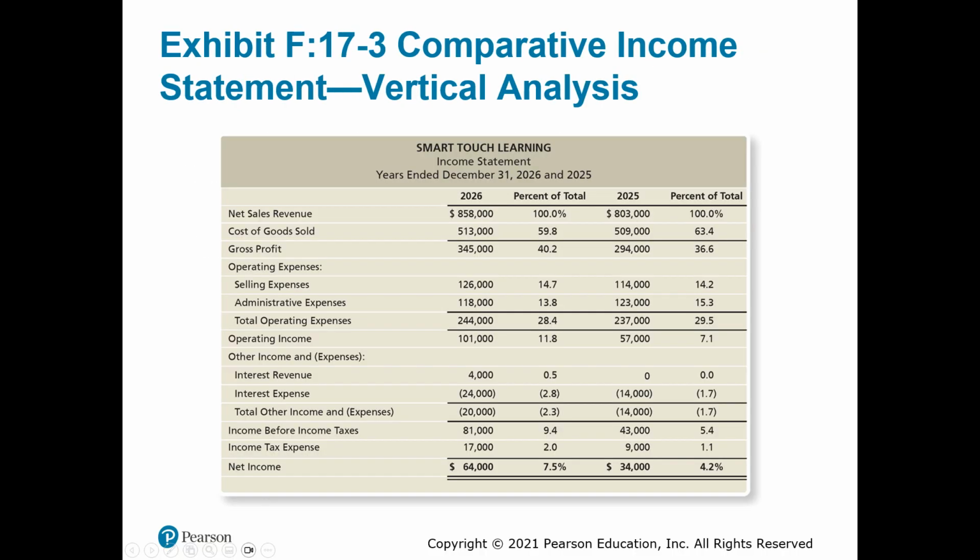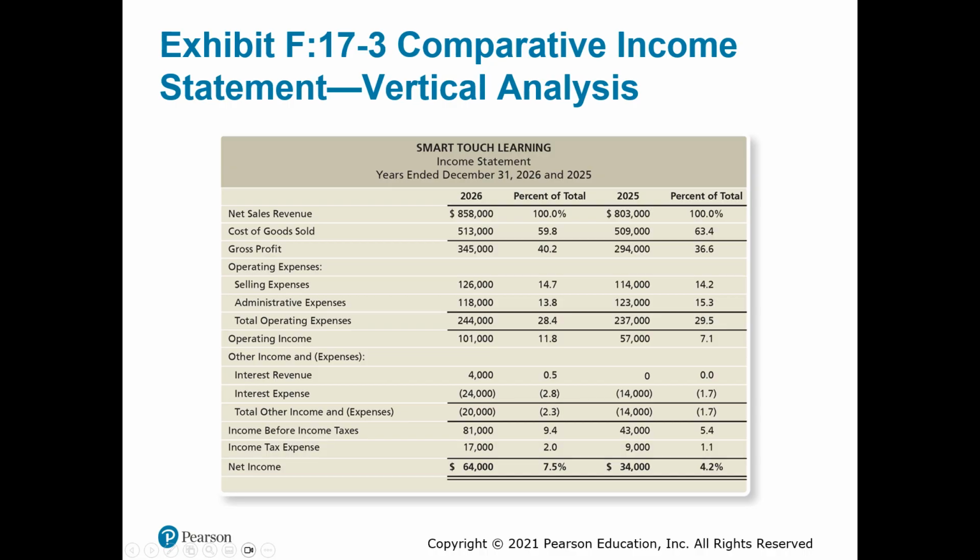So for Smart Touch over here, we have a comparative income statement, their income from the last two periods that we're doing a vertical analysis of. What we're going to do is take the balance of every single individual line item and divide it by our base amount, which for this is going to be our sales revenue. So we're figuring out what percent of every sales dollar that we made went towards covering the cost of a specific item or turned into a certain measure of profitability.